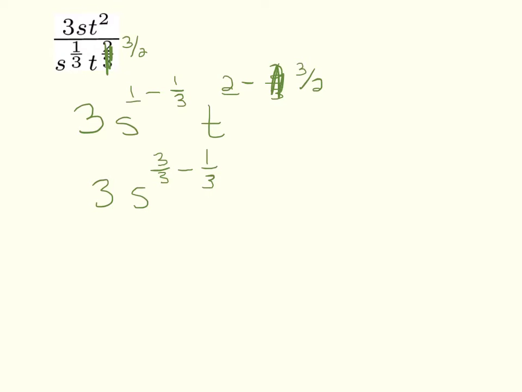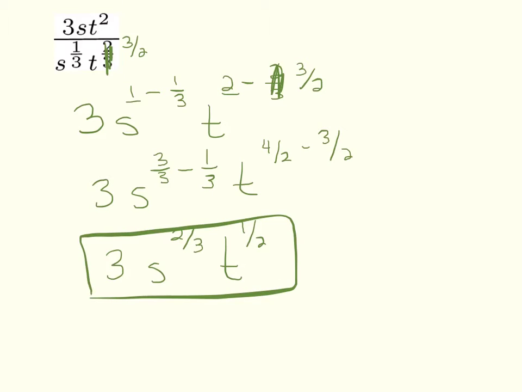And by the same token, t to the 4/2 minus 3/2, because you have a half here and a half here, and 4/2 equals 2. So you needed to be able to do that. And so your response should be 3s, and then 3 minus 1 is 2, and then t, 4 minus 3 is 1. And that's your response right there for this one.